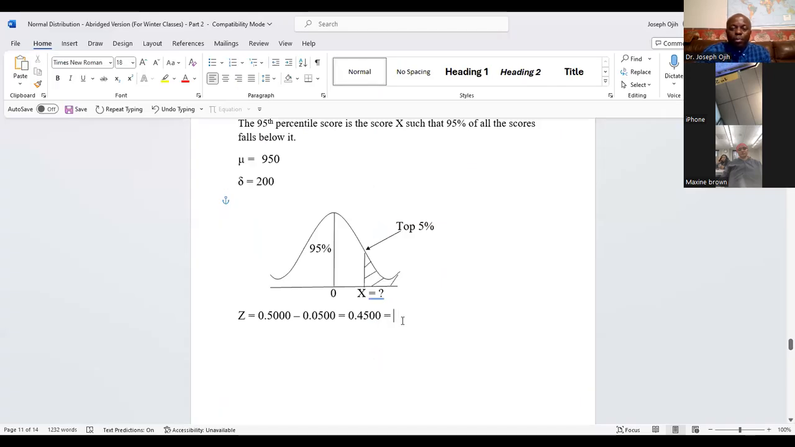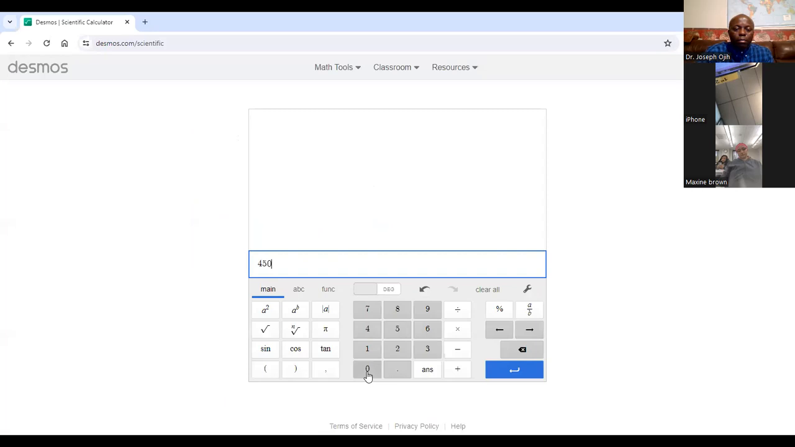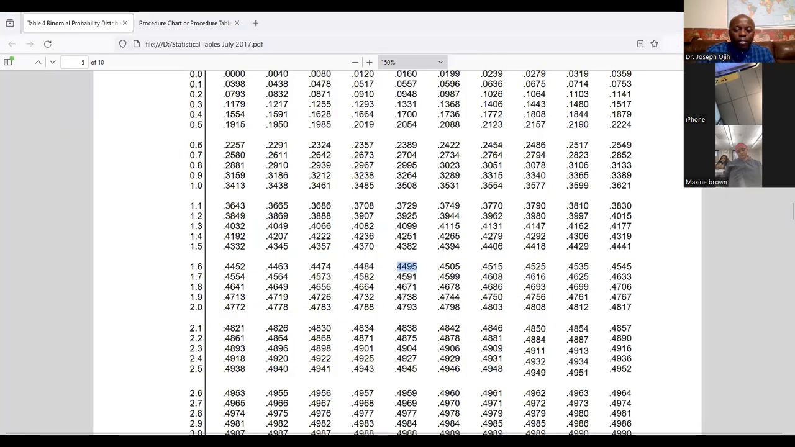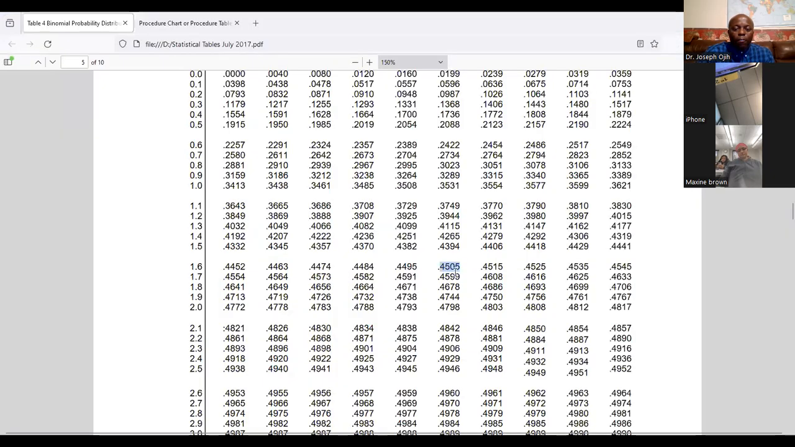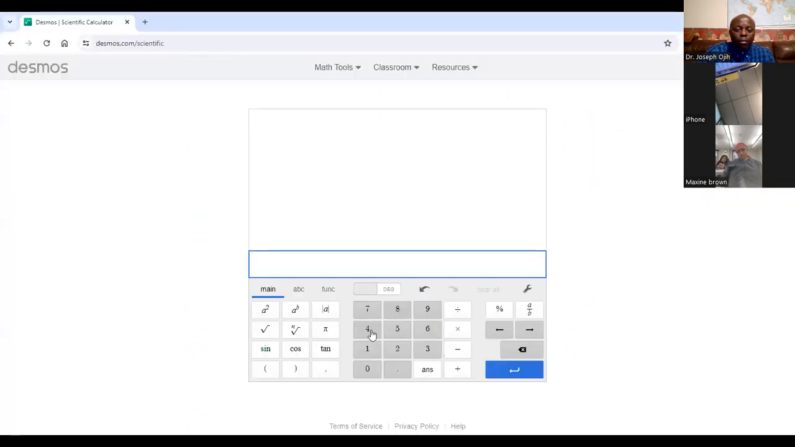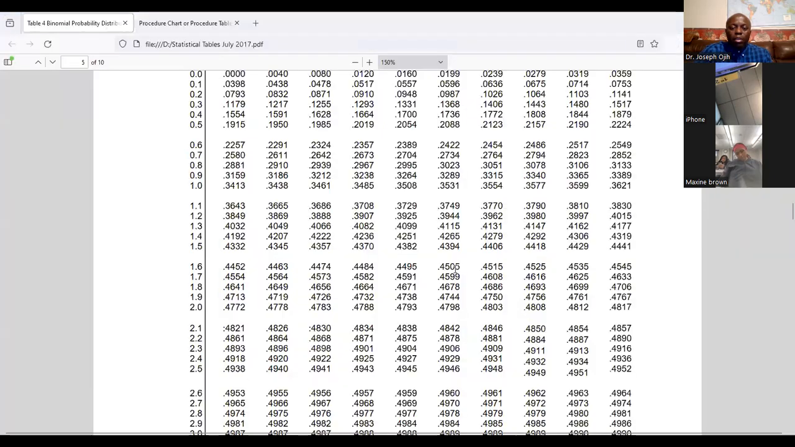Because if you ignore the decimal points, for example, 4500 minus 4495, that is 5 points away. And if you repeat the same thing with 4505, 4505 minus 4500, it is also 5 points away. They are equally close. If you have a situation like that, take the bigger one, which is this one here.